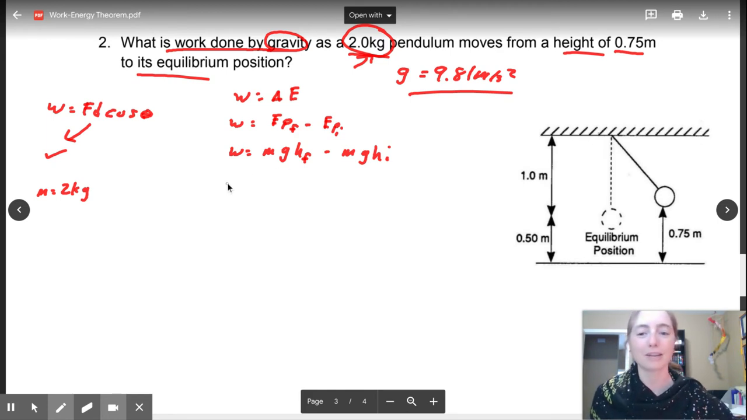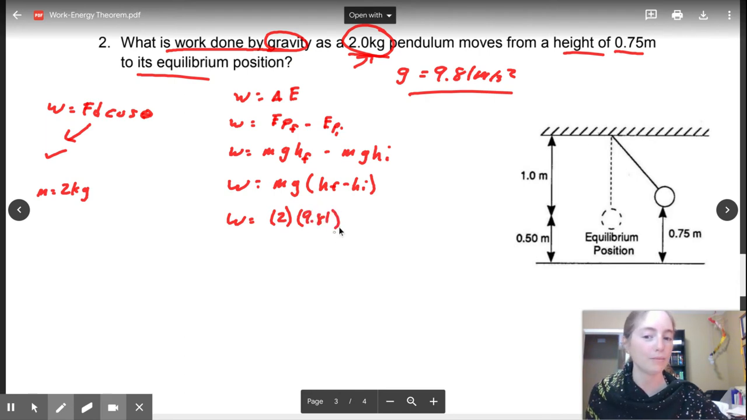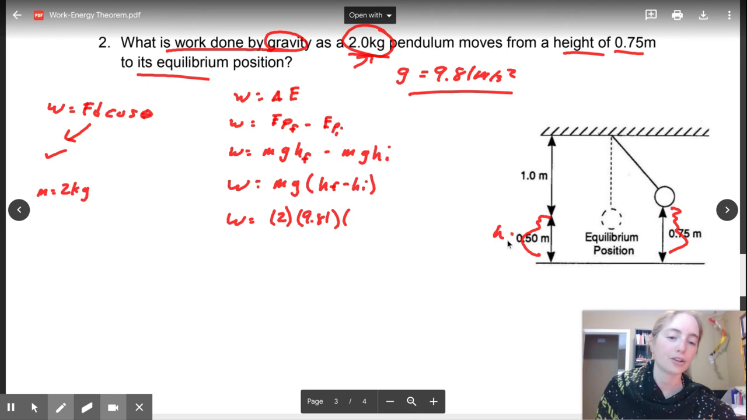So think back to math, ladies and gentlemen. I can factor out mg from each of these terms because they are identical. So mg times hf minus hi. Okay, so I have factored that out. Now I can put my numbers in. My mass is 2 kilograms, my g is 9.81 meters per second squared, and then hf and hi. Look at our diagram. Here our equilibrium is 0.5 meters, and up here is 0.75. This is our hf, and that is our hi.